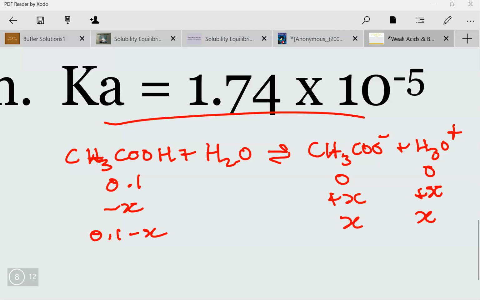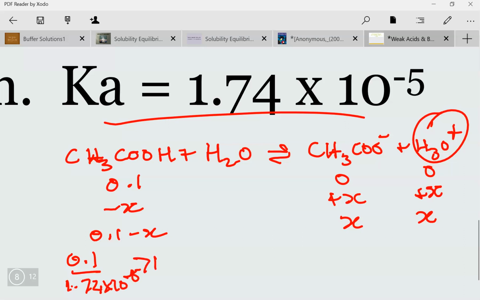I have to find my pH, which means I have to find H3O+, right? Because they're all linked, and therefore I know my Ka. So first thing I'll do is my initial concentration divided by my Ka is greater than 500. Therefore, the approximation is justified. Cancel out this negative x, make life easy for myself.